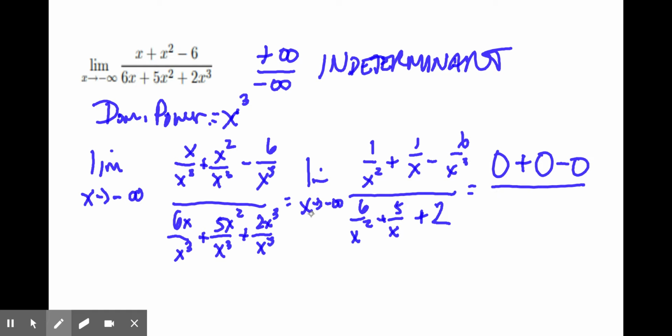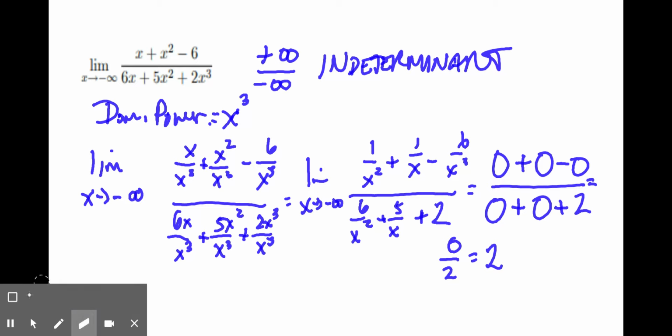6 over x squared as x goes to negative infinity. 6 over something really big is really small. That goes to 0. 5 over negative infinity, 5 over something really big is really small. That goes to 0. Plus 2. So what do I get? I get 0 over 2. So the result is 0. I'm sorry, not 2. It's 0. Do what I say, not what I write. 0. Okay, so the limit as x goes to negative infinity, my original problem, is 0.